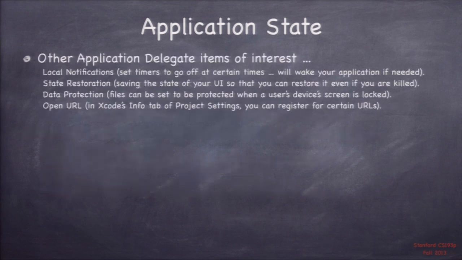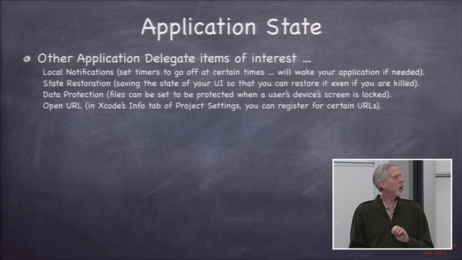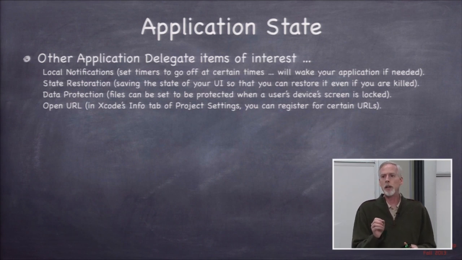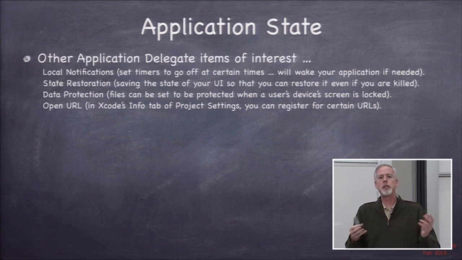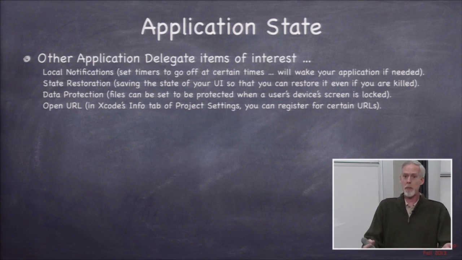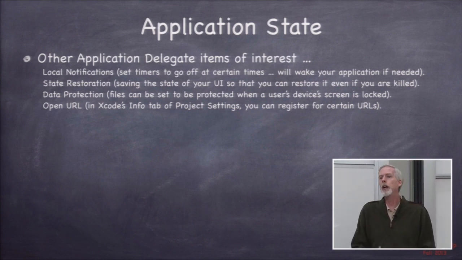There are some other application delegate items of interest that you can look up in the documentation. One is local notifications. Local notifications are a way for you to schedule something to happen in your app at a certain date and time. And when that happens, if your application is not running, you can be launched to handle it, okay? So it's a way to kind of make sure your app runs at a certain time. Like the calendar app, this is how it would make sure that you got reminded that you're supposed to go to class or whatever, even if the calendar app is not even running, okay? So local notification, something to look at.